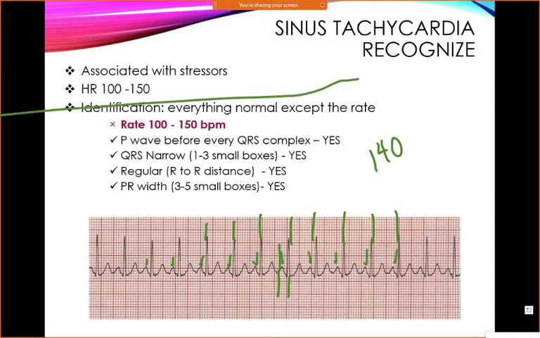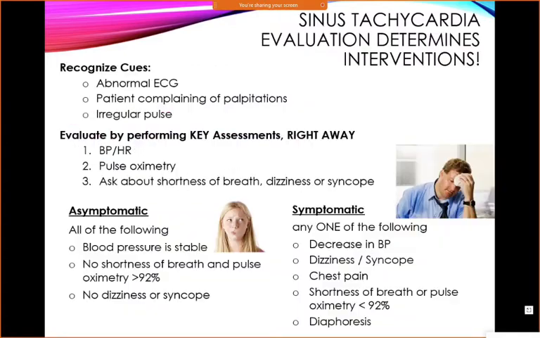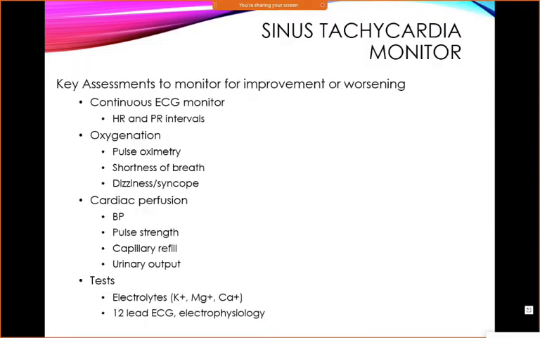Everything is normal except for the rate, and the rate is between 100 and 150. Again, we're going to ask our patient. You're going to get sick of this slide. We're going to ask our patient, check their pulse ox, ask them if they're short of breath, dizzy, and if they are symptomatic, we'll go one way. If they're asymptomatic, we'll just keep an eye on it.